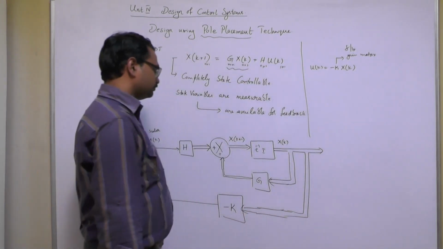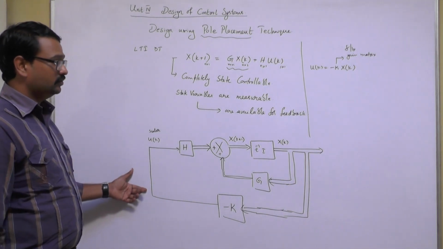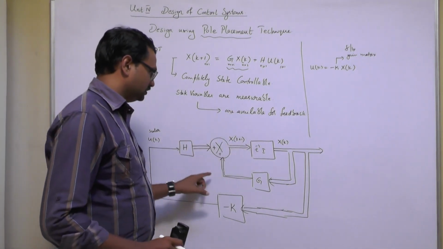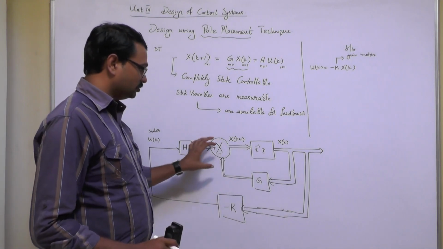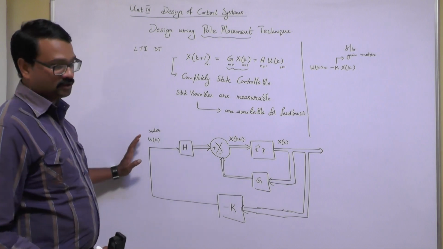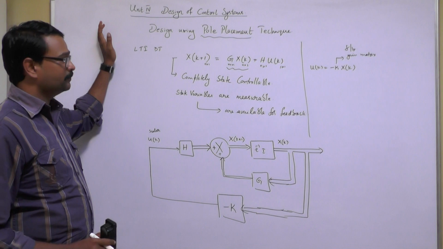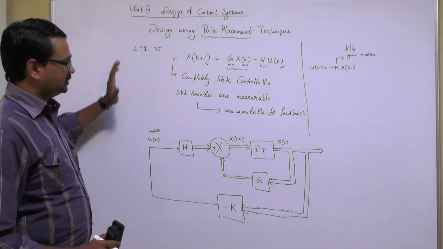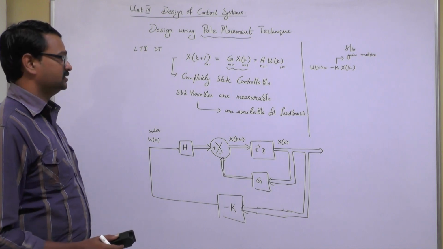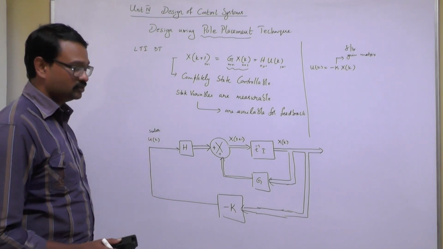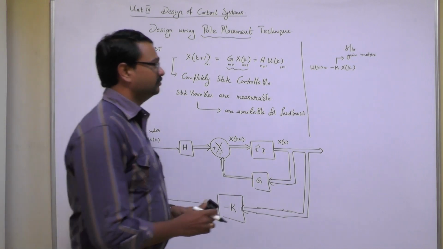Therefore, I can have this. Now this is our system. Now if this linear time invariant system is completely state controllable, then this feedback is possible, is what we are trying to see in this design using pole placement technique. With this in mind, we are going to see the necessary and sufficient conditions for this system to exist like this, to find out k, the feedback gain matrix.